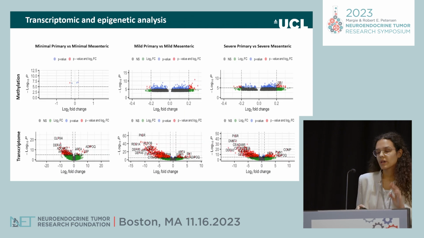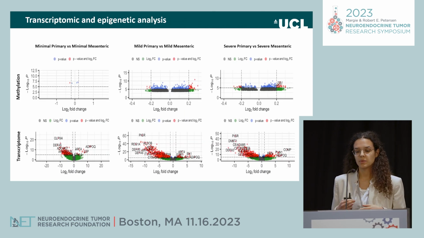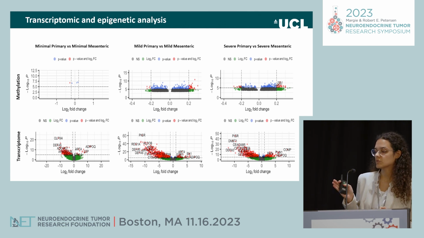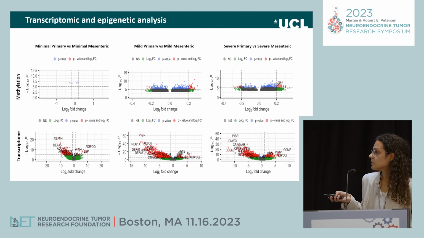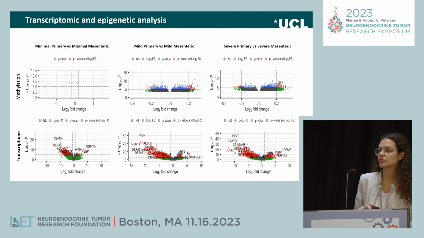So in total, we had 25 comparisons between the different tissue types and the different groups of fibrosis severity. We decided to first focus on these 3, which include the comparison between the primary tumor and the mesenteric mass in each of the fibrosis groups. On the top row, we have the volcano plots for the methylation data, and on the bottom for the transcriptomic data. And looking at this graph on the top left, we see that there weren't a lot of hits for the minimal fibrosis group, so we decided to focus on the other 2 comparisons.